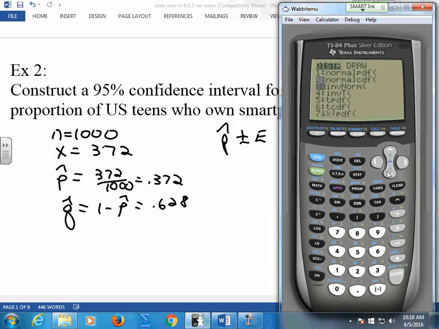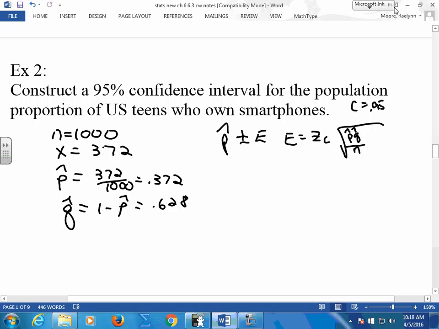Inverse norm. We tell it 1 minus 0.95, divided by 2. 95% of it's in the middle. They're going to share 5%. If they share 5%, we divide it by 2, 0.025. So we're letting the calculator do it for us. We're going to take the positive value. So 1.96.